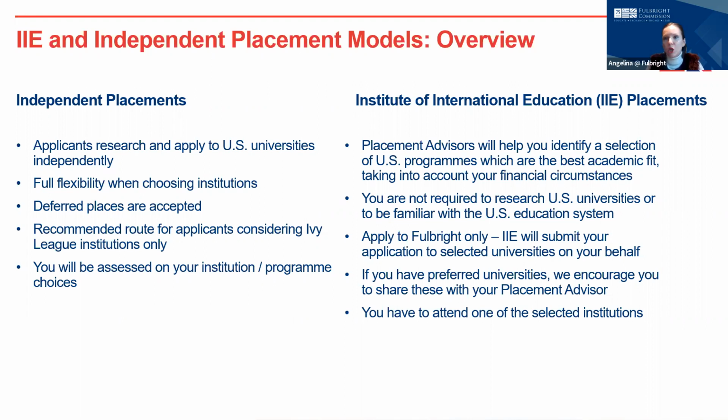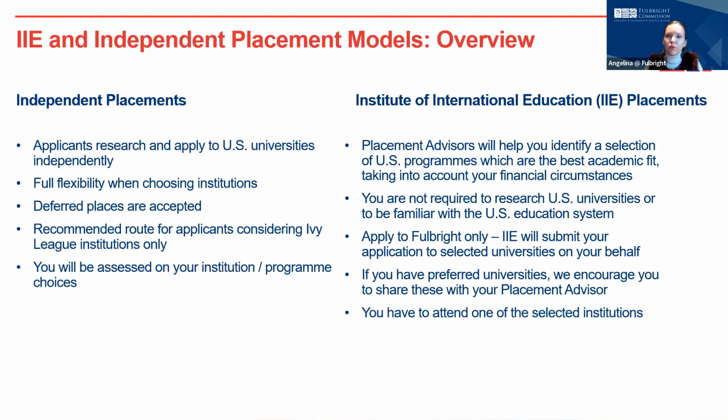You do not need to mention them in your application. If you do have preferences, we very much encourage you to share those with your placement advisor, but you don't have to. I've worked with grantees who had absolutely no idea where they wanted to go. I've worked with grantees who had like a selection of quite strong preferences, so either option is perfectly fine. Regardless, you will not need to apply to those institutions independently, so your placement advisor will submit your application on your behalf, and then they will also help you manage the whole process of, maybe submitting some additional paperwork or arranging interviews, or whatever it is that you may need to do.